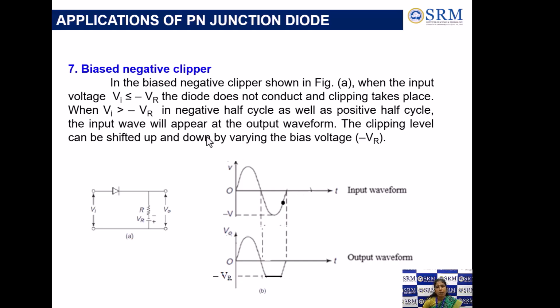So these are the applications of the PN junction diode. First we saw rectifiers: the half wave rectifier, full wave rectifier and bridge rectifier. Then we saw clippers: in that, positive, negative, biased positive clipper and biased negative clipper.